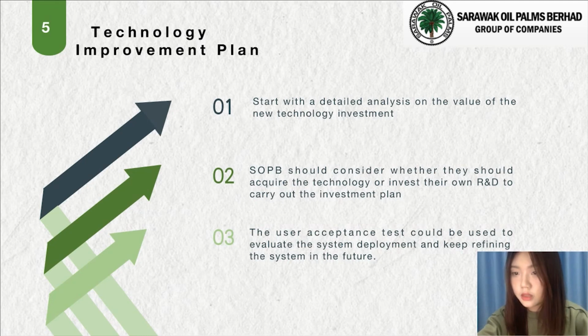Therefore, the system development using SDLC, System Development Life Cycle, including the design, development, data transferring, testing, and implementation, are the following steps before going to the live version. The user acceptance test could be used to evaluate the system development and keep refining the system in the future.